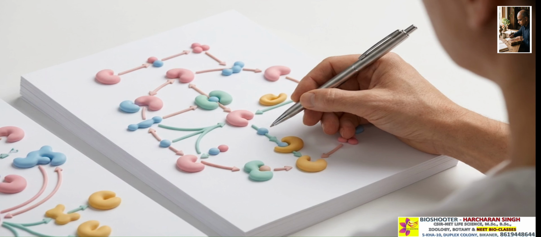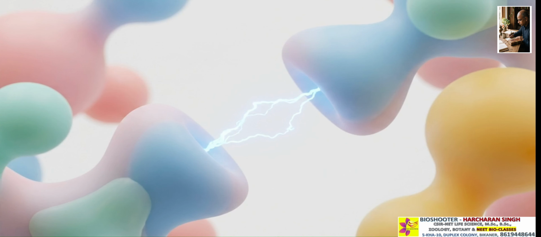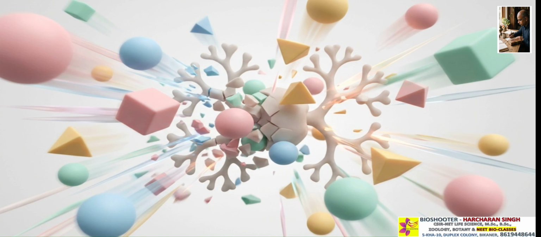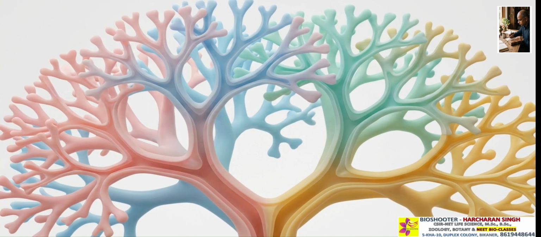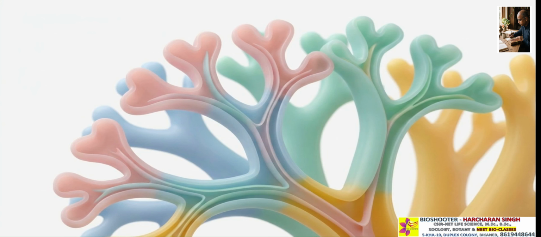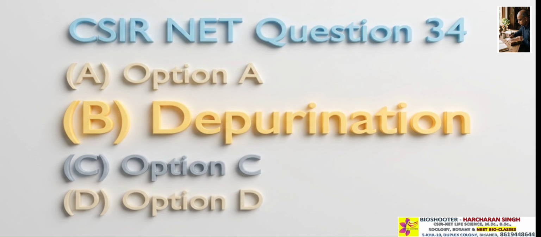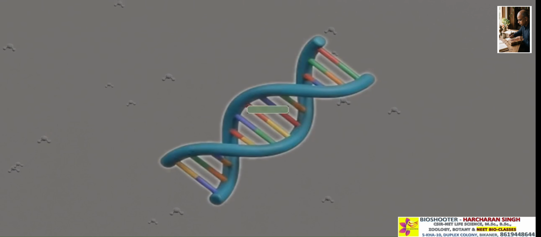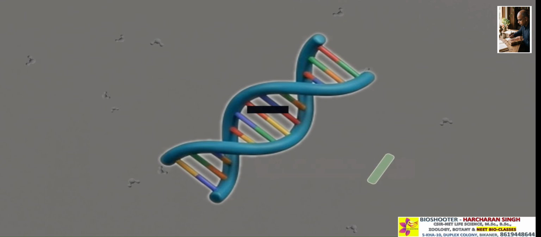We begin with the most frequent internal threat. This graphic highlights a CSIR-NET question identifying depurination as the most common spontaneous DNA lesion. In the aqueous environment of the nucleus, spontaneous hydrolytic reactions sever the N-glycosidic bond, linking a purine to its sugar. This creates an apurinic site at a staggering rate of approximately 10,000 events per mammalian cell every single day.